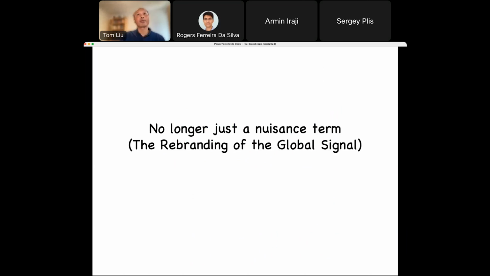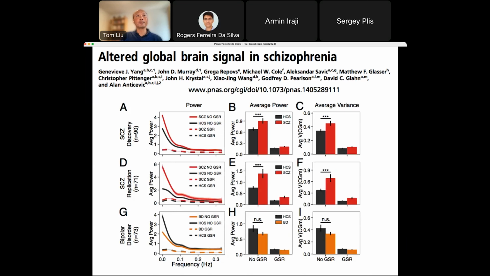The next thing I want to talk about is that when the global signal first emerged, it was very much considered a nuisance term, but over the last 10 years or so, there's really been an interesting use of the global signal as more of a source of information. So I'd like to go over some of that. Probably the first one was this paper in PNAS showing that in schizophrenia, there is higher global signal in the schizophrenic patients versus the healthy controls.